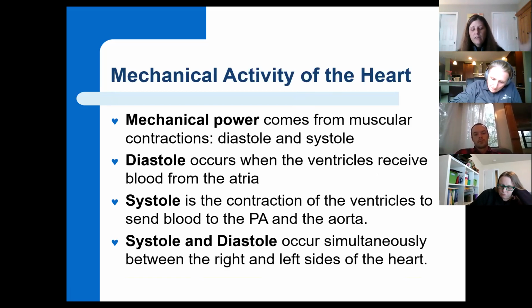But in diastole, the ventricles receive the blood from the atria, okay? So that blood is going down. And then when we think about systole, that's the contraction of the ventricles that sends the blood out. So I think about D, the blood is going down, systole, S, and it's sending it out. That's what makes sense to me. If that helps you, that's fantastic. But that is the mechanical activity of the heart. Now, the pressure in the chambers is going to rise during systole, okay? That's important.